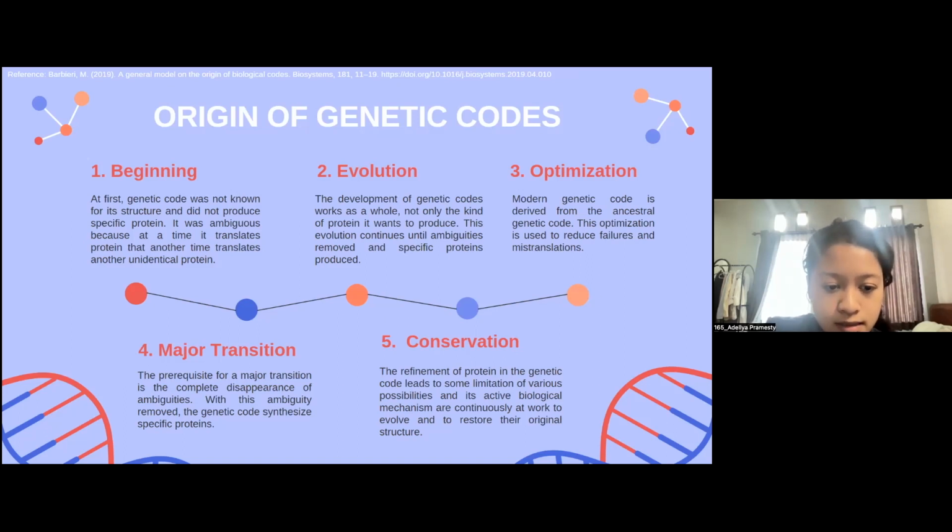Fourth, major transition. The prerequisite for a major transition is the complete disappearance of ambiguities. With this ambiguity removed, the genetic code synthesizes specific proteins. Fifth, conservation. The refinement of protein in the genetic code leads to some limitation of various possibilities, and its active biological mechanisms are continuously at work to evolve and to restore their original structure. Next.